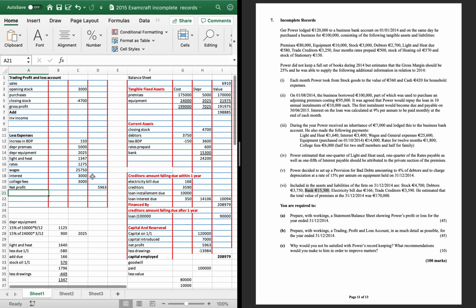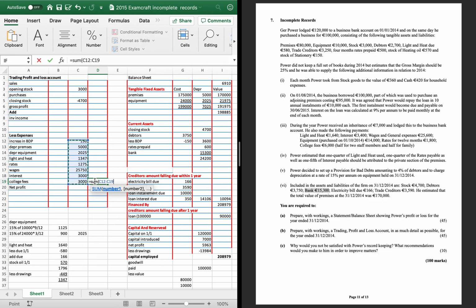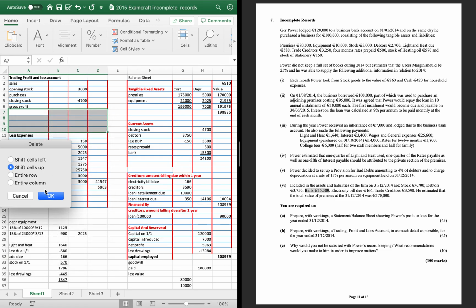Okay, so we take our expenses. We're going to add up our expenses because we're working backwards in this. That's 41,547. Then we're trying to find, there's no investment income, there's nothing to add on here. We'll just take these out of it. I'm just going to delete them just to make it neater.